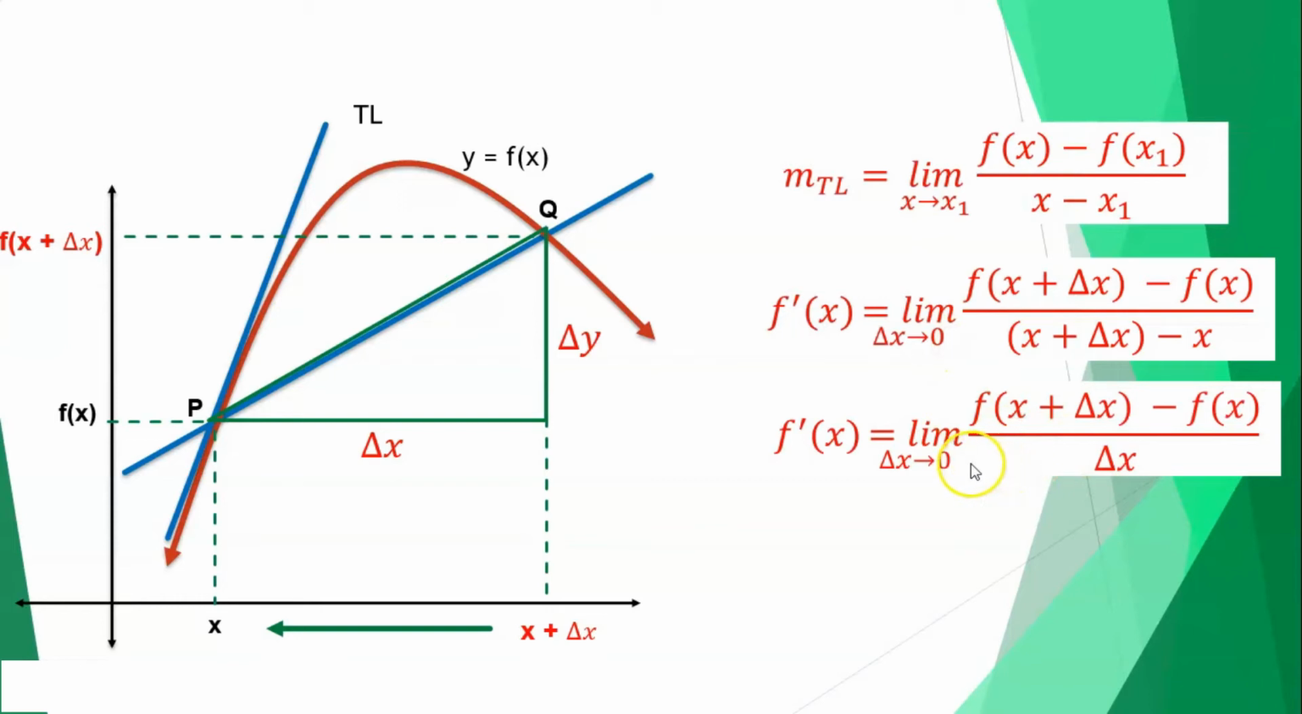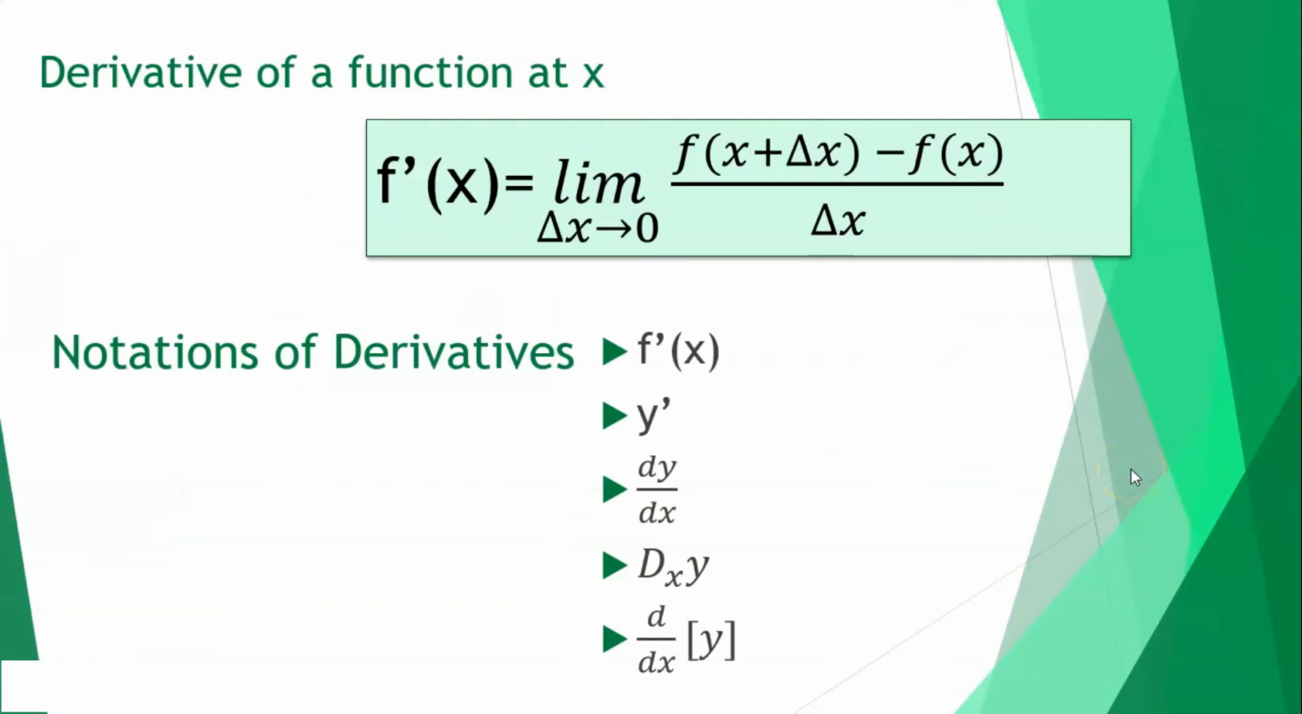So this one, again, x minus x, you can cancel. So we will end up with this. This one is actually the derivative of a function at x. So take note, we have here the derivative of x is the limit of f of x plus change of x minus f of x over change of x as change of x approaches 0.